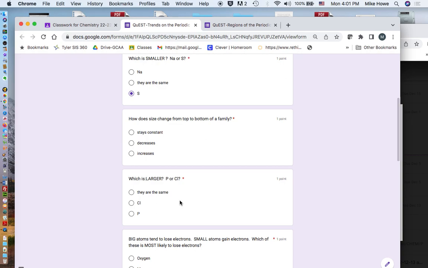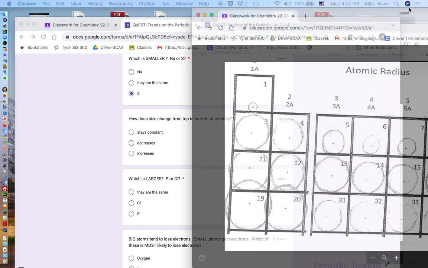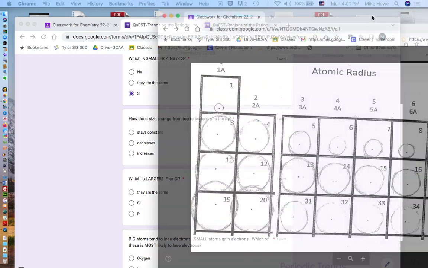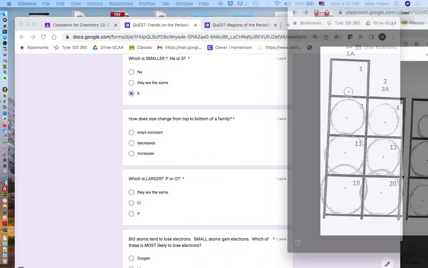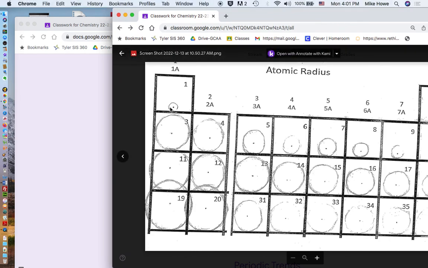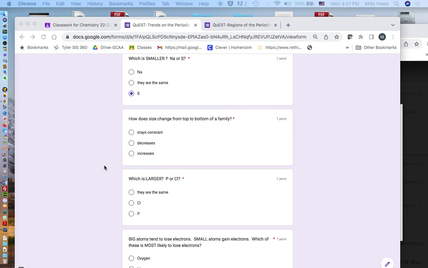How does size change from bottom to top? Well, you can look at the graph with atomic numbers, or you can just look at this picture. Actually this says top to bottom, I misread that, not bottom to top, top to bottom. So top is smaller, bottom is bigger. So they get from small to large, they increase.